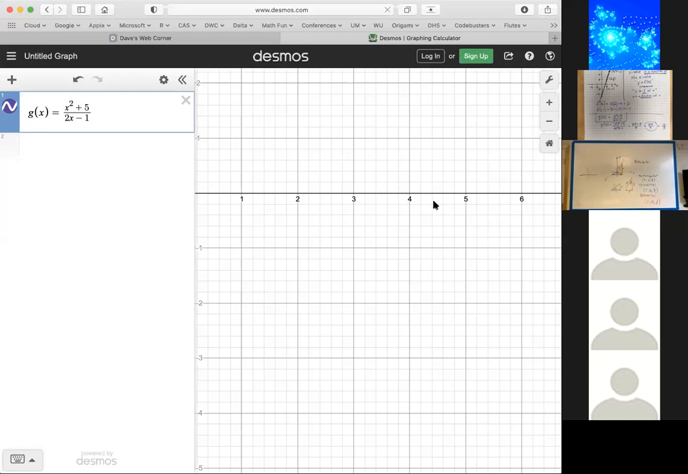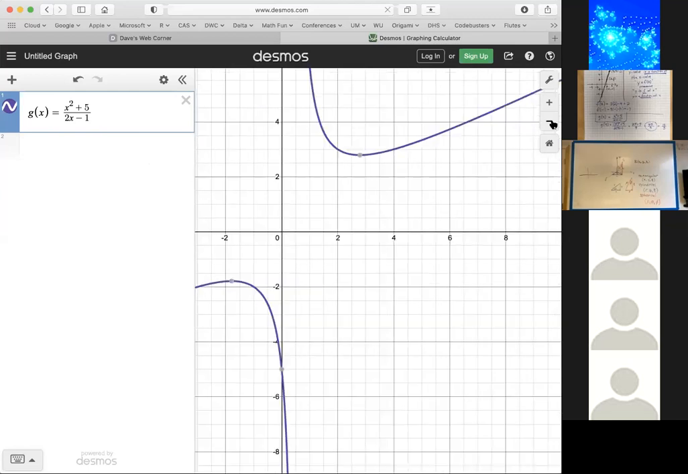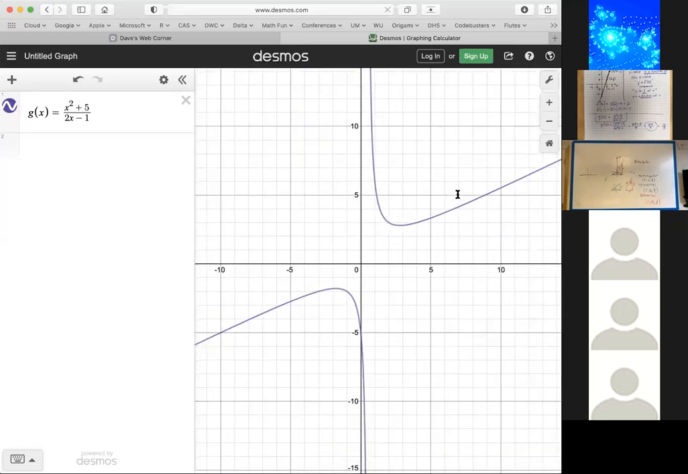Now, I may have a bad window right here. So it's like a calculator, I need to find a better window. But in Desmos, I'm just going to zoom out. Whoa, there's the picture. Notice it's not a line.